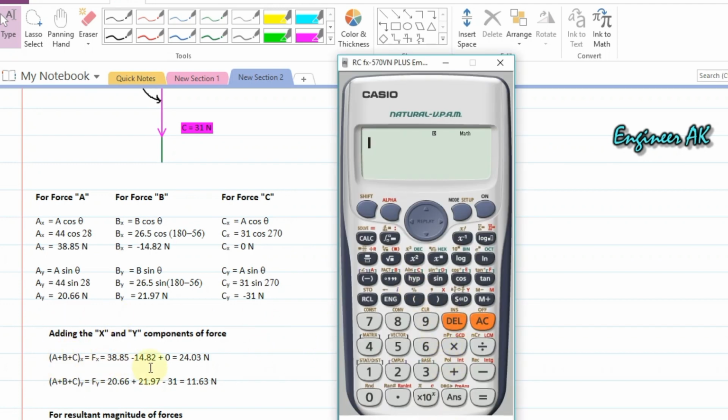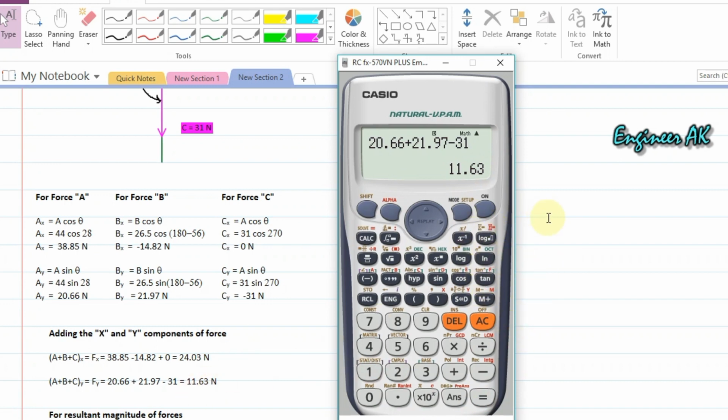So the x component: 38.85 minus 14.82, right? So we get, yes, 24.03. And for the y component: 20.66 plus 21.97 minus 31, right? So here we get 11.63. Yes, we are getting it right.